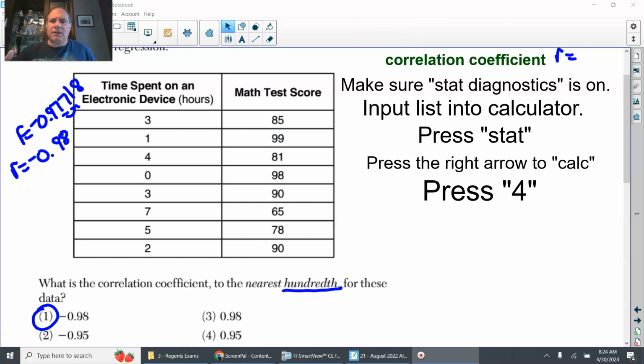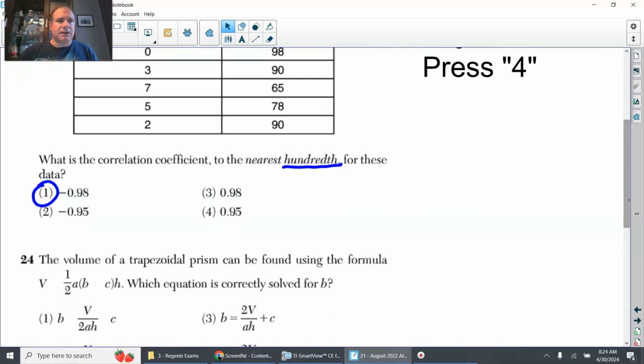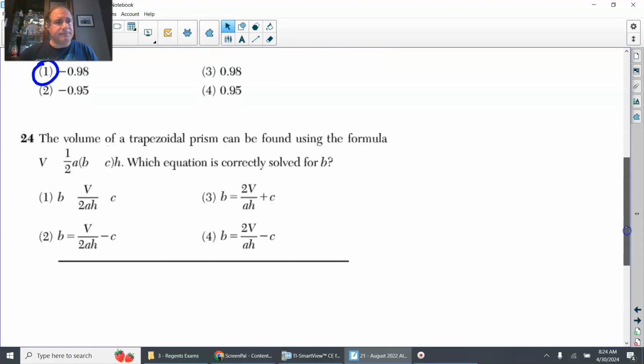So I wrote down all of the steps there. Make sure stat diagnostics is on. Input the list into the calculator as your first list and then your second list for the math score. Then press right to calc, and then press 4 to get the correlation coefficient. And that would be considered a very strong negative correlation between x and y. And that's exactly sometimes what they ask you.